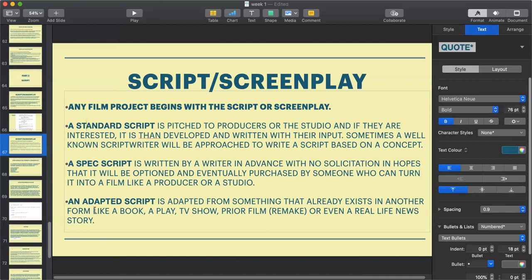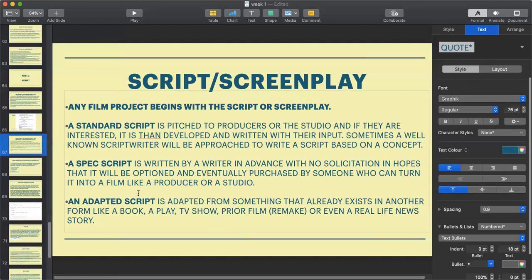Okay. An adapted script is adapted from something that already exists in another form, like a book, a play, a TV show, a prior film or remake films, or even a real life news story. So if you want to make a film from a story, there are classics, Shakespeare's plays for example, or you can write a script from a comic book. So you already have the story, you are making a film, so you are adapting the story and changing it into a script.